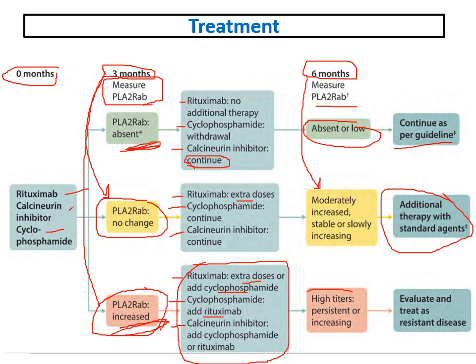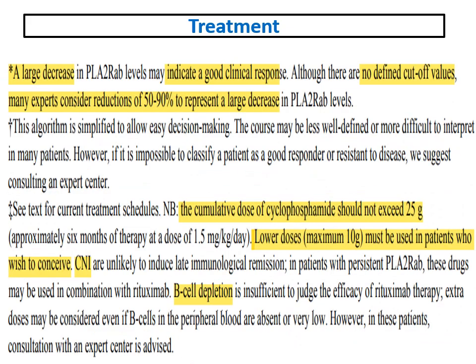And then after 6 months, if there is still a high titer, I should evaluate if this patient is a resistant patient. In this case, a resistant membranous patient. Very important algorithm of how to use the anti-phospholipase A2 receptor assay in management of membranous.